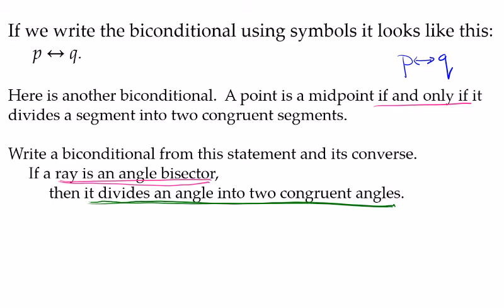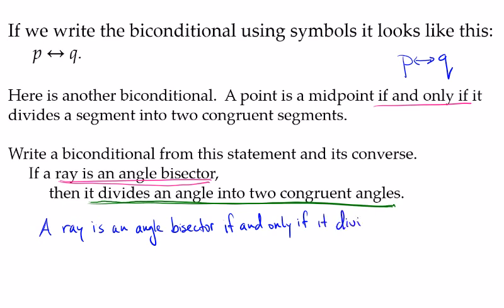And that's true. So therefore we can write the biconditional statement, and we can say a ray is an angle bisector if and only if, and you can write IFF if you want, if and only if it divides an angle into two congruent angles.